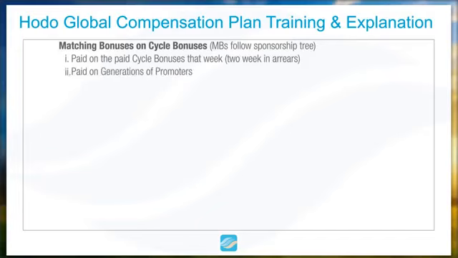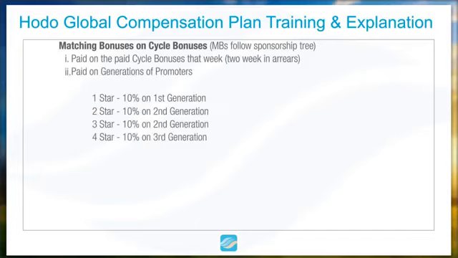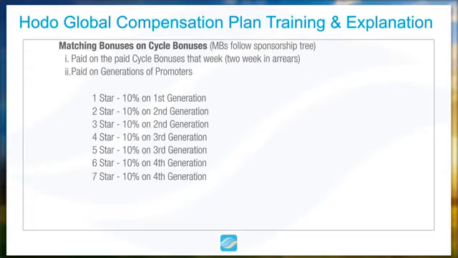And then there's the matching, and we've kind of already talked about that. I just put it out here on another slide. Basically, you can earn 10% of that up to $3,000 a week. So you can earn up to $3,000 a week from their personally sponsored, through five generations, depending on your rank.